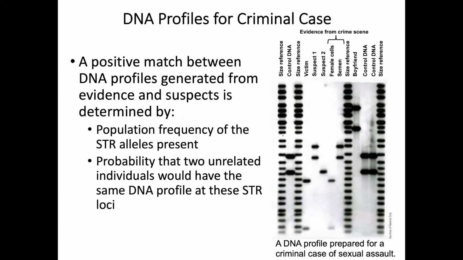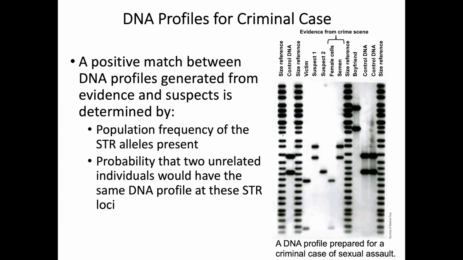Okay, so let's take a look at a DNA profile prepared for a criminal case of sexual assault, okay? One short tandem repeat was amplified by PCR from evidence that included the criminal's semen and the victim's cells. Bands from these samples were compared with bands generated from DNA samples from the victim, and also her boyfriend, and suspects 1 and 2. So can you tell who is the bad guy here?